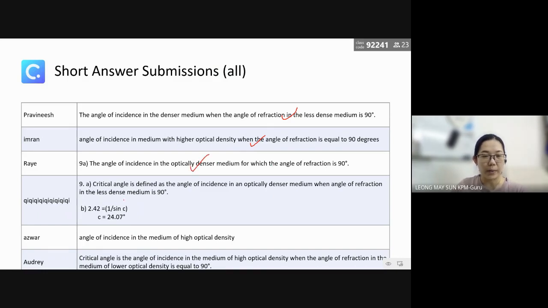Oh, I only asked one question there. Critical angle is the angle of incidence in the optical density when, okay, this one I'm not going to accept yet. Angle of incidence in the medium of higher optical density, not enough, sorry. The key is the second part, which is when the angle of refraction is 90 degrees. Critical angle is the angle of incidence in a medium of high optical density when the angle of refraction in the lower optical density medium is 90 degrees. This one is good. Azwa, please take note.